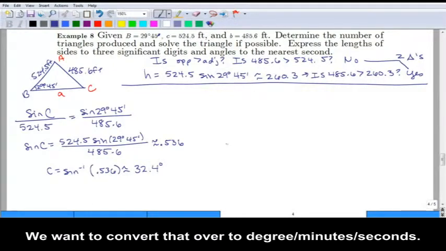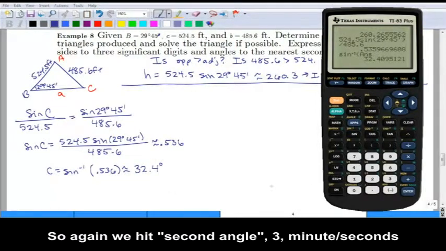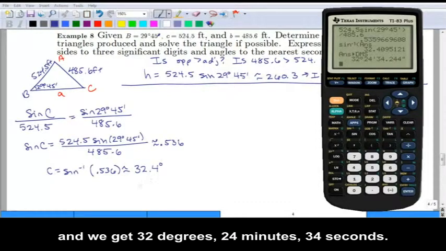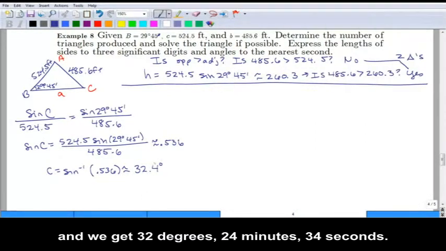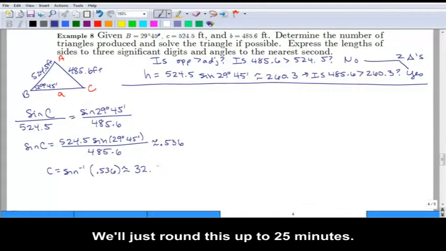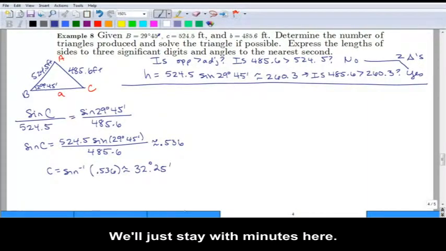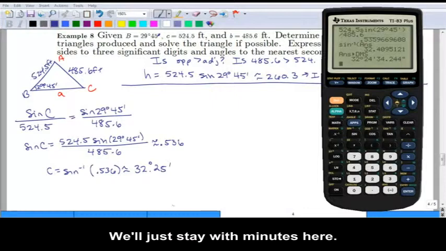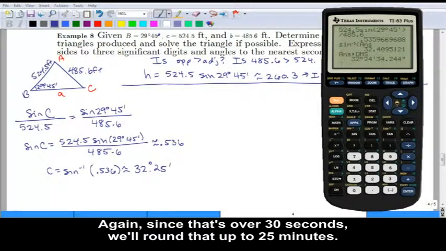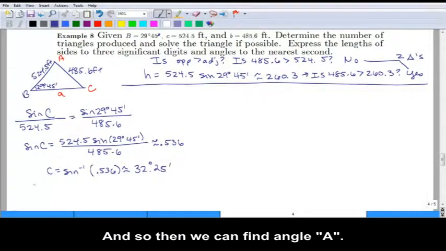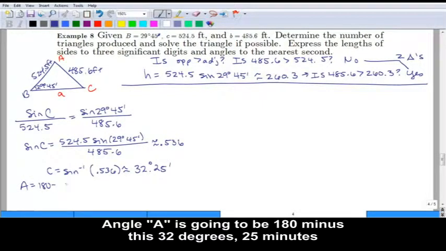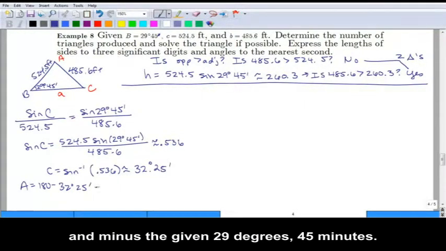Okay, we want to convert that over to degree minute seconds. So again, we hit second, angle, degree minute seconds, and we get 32 degrees, 24 minutes, 34 seconds. Since that's over 30 seconds, we'll round that up to 25 minutes, and we'll just stay with minutes here. And so then we can find angle A. Angle A is going to be 180 minus this 32 degrees, 25 minutes, and minus the given 29 degrees, 45 minutes.